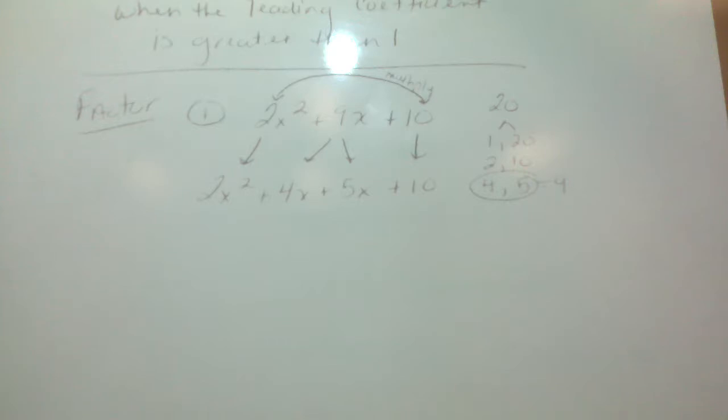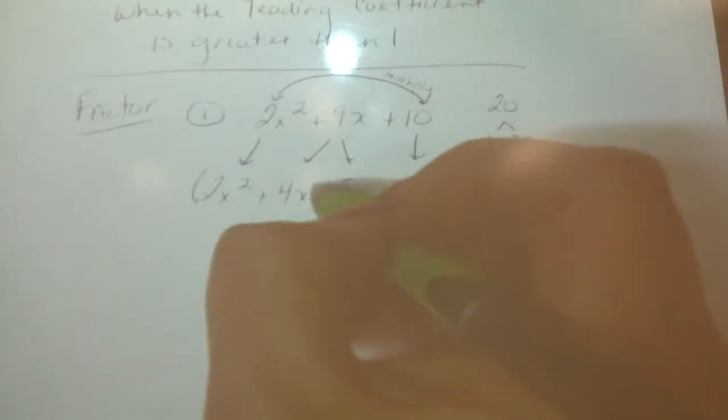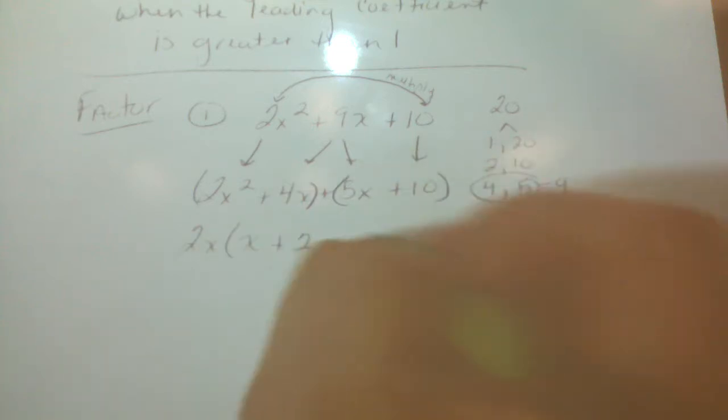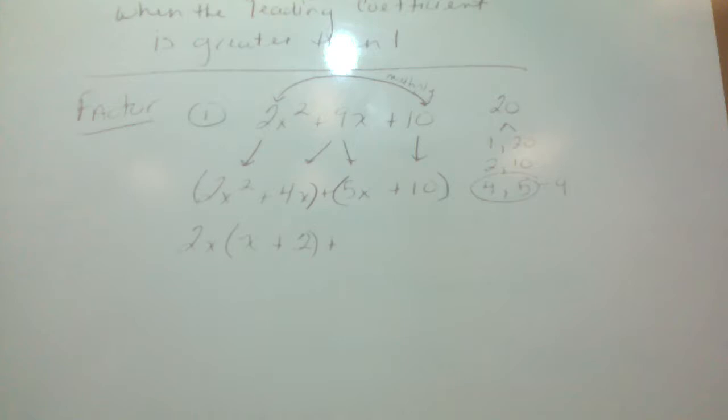Now I have 4 terms. This looks like grouping to me. So there's no GCF. That means I can group. I've got 4 terms. I'm going to group these two together, and these two together. That has to be a plus here. The first parentheses, I'm going to take out a 2x. 2 divided by 2 cancels. X divided by x is x. 4 divided by 2 is 2. The x's cancel.